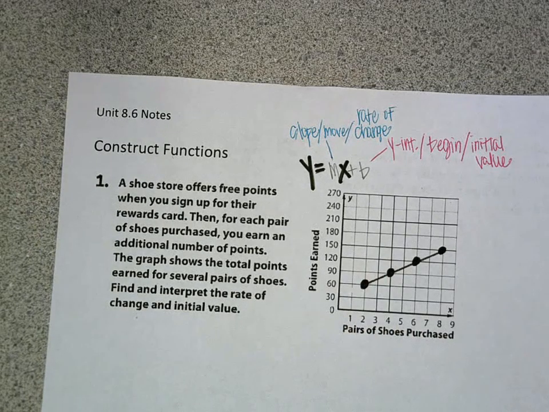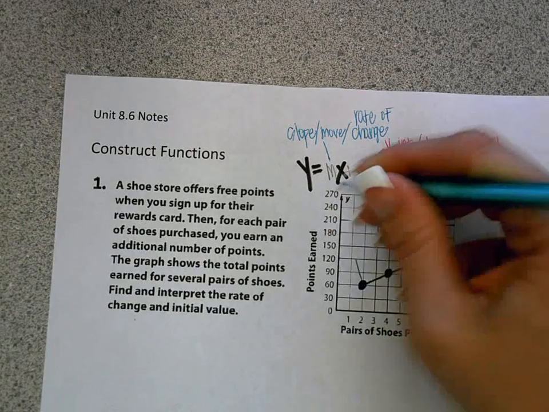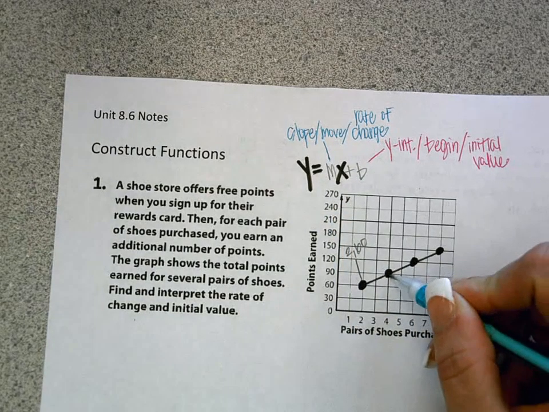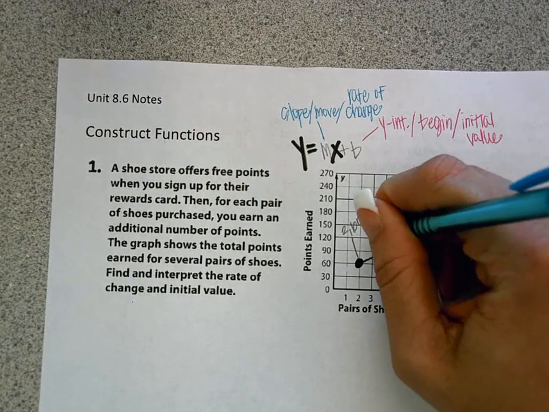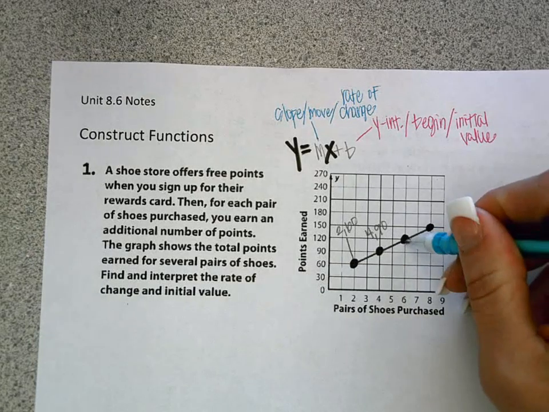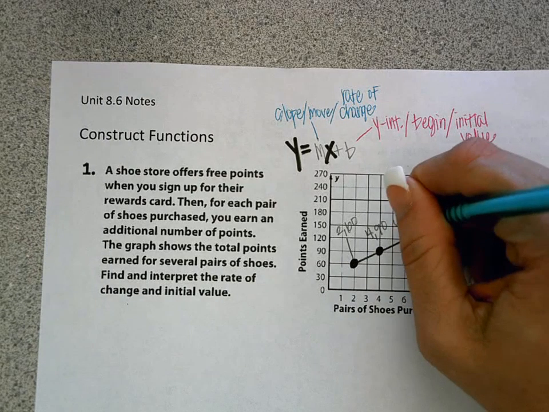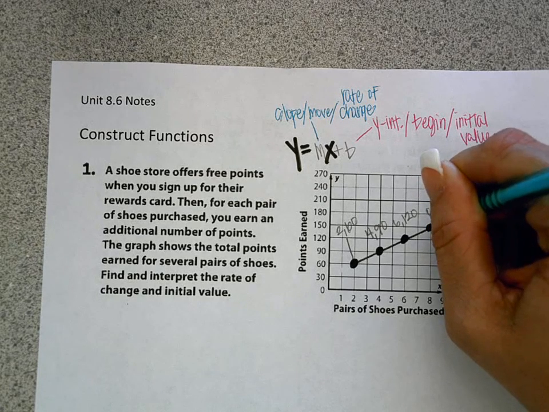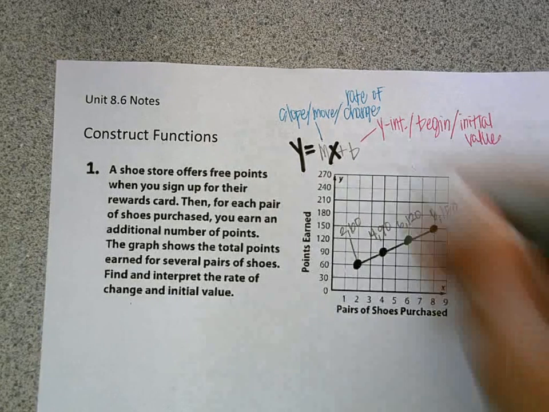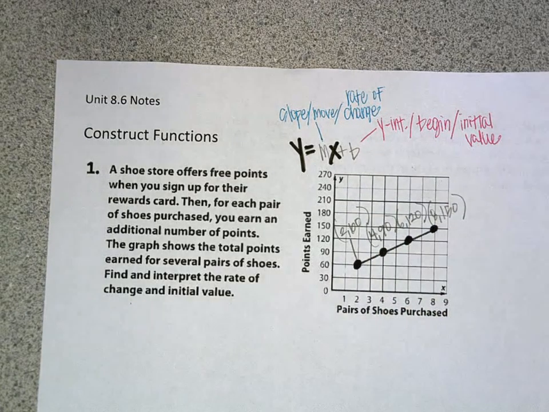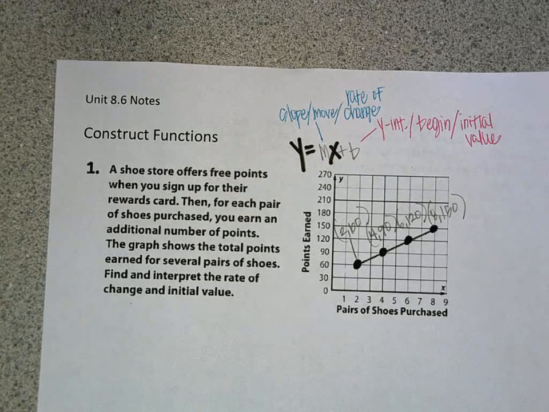Let's label these points. This point would be 2, 60. What point is this? 4, 90. What point is this right here? 6, 120. And this one is 8, 150. You can pick any of these points. First thing we want to do is find the rate of change, or the slope, between them.